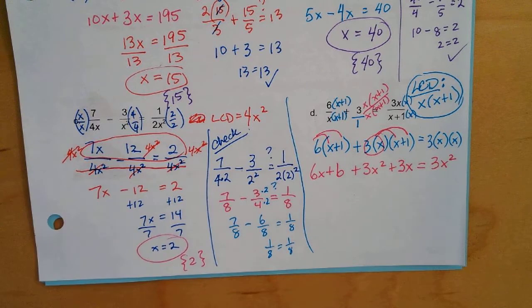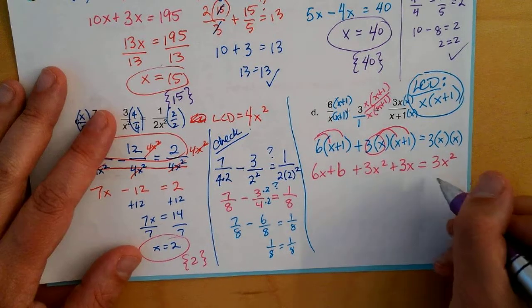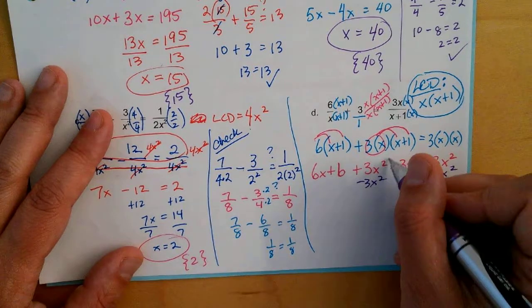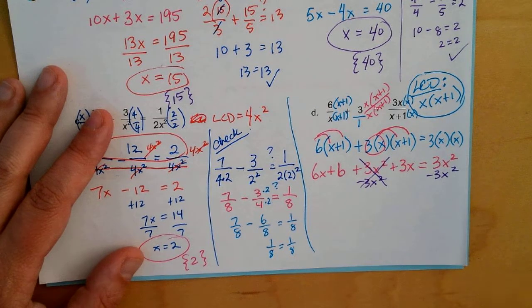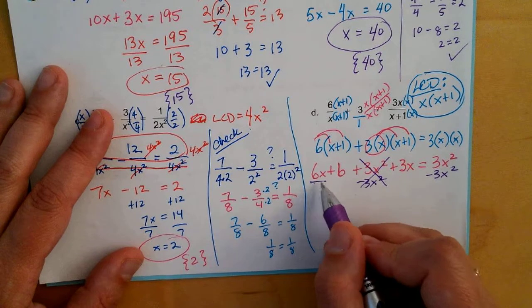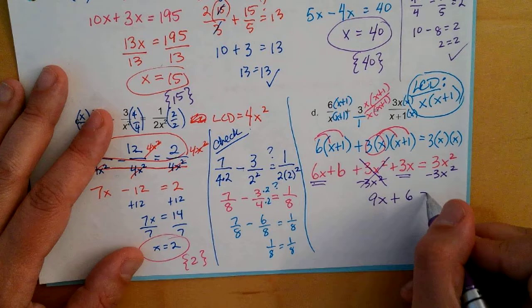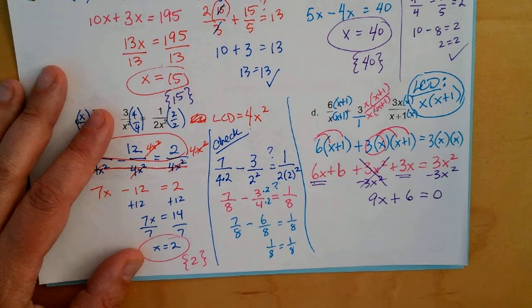Now, as soon as you see an equation that has x squareds in it, that reminds you of what kind of an equation? Quadratic. So you want to set it equal to maybe 0? Do you want to get all your x squareds on one side? So I'm going to subtract 3x squared from both sides. What happens to that? It's gone. Okay, what are my like terms on this side? 9x plus 6 equals 0.